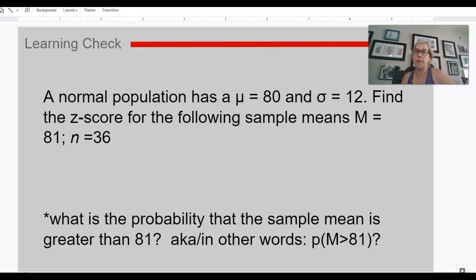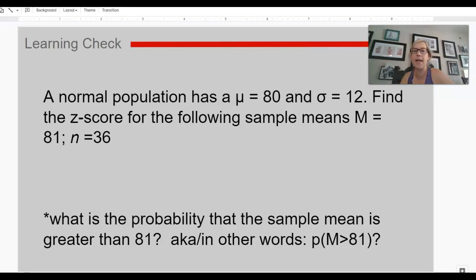Let's try another problem. So we're given information. A normal population has a mean of 80 and a standard deviation of 12. Find the z-score for the following sample mean: M equals 81 and a sample size equals 36. The first thing I have to do is identify what z am I using. What information am I given? I'm given nothing about an individual. I'm given a mean for the sample, population mean, standard deviation for the population, and a sample size. That is your Chapter 8 z.